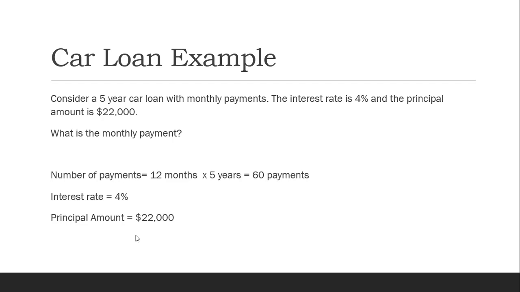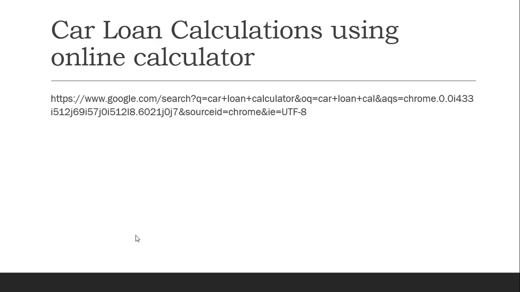Okay, let's move on to a car loan example. I just came up with a scenario. Let's consider a 5-year car loan with monthly payments. The best interest rate that you can find is 4%, and you need to borrow $22,000. So what is your monthly payment? We're going to break this down. For your number of payments, you've got 12 months in a year, and you are getting a 5-year car loan, so that's going to be 60 payments. Remember, with an amortized loan with fixed payments, you're going to make 60 payments of equal amounts. The interest rate is 4%, and you are borrowing $22,000.